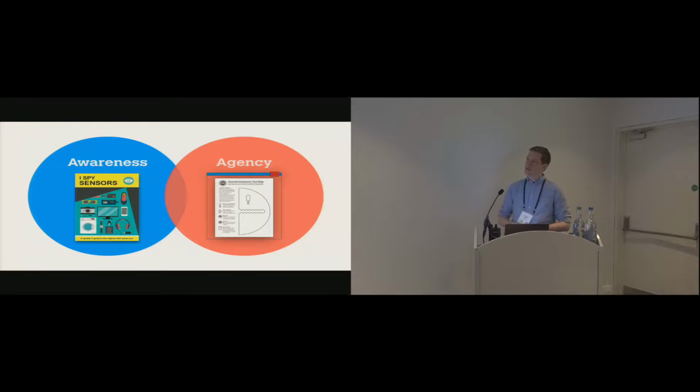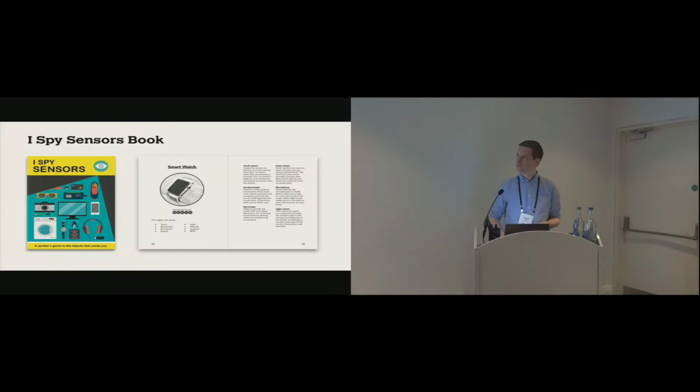So in terms of outcomes, there's a couple that I've looked at. So for awareness, I produced a book, a guidebook to sensors for anyone to look at. And for agency, I produced a toolkit. So these are some tools and materials that you can use to start lying to the objects around you. So the book is like a spotter's guide, like a children's guide to sensors. It's for anyone to try and understand the sensors around you.